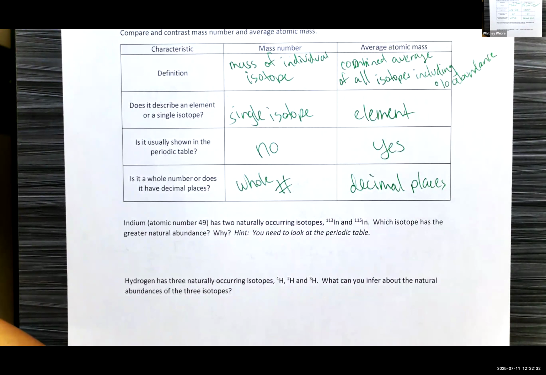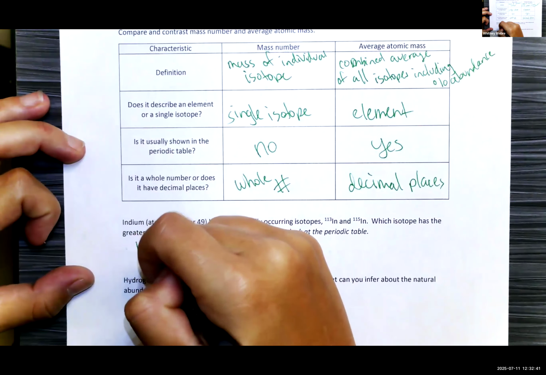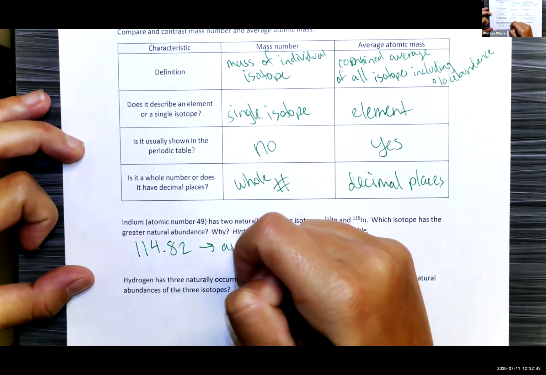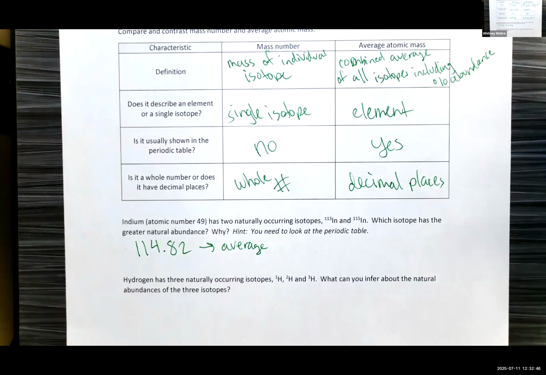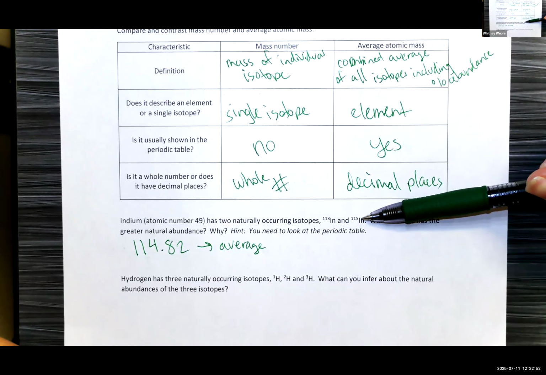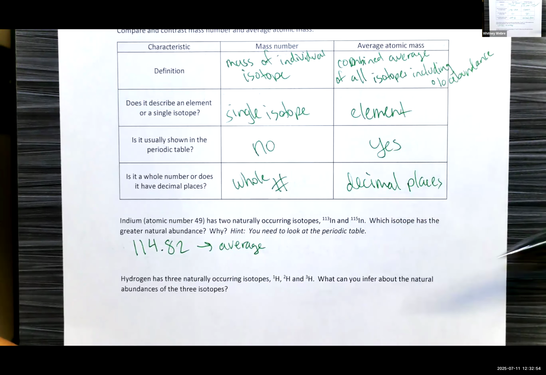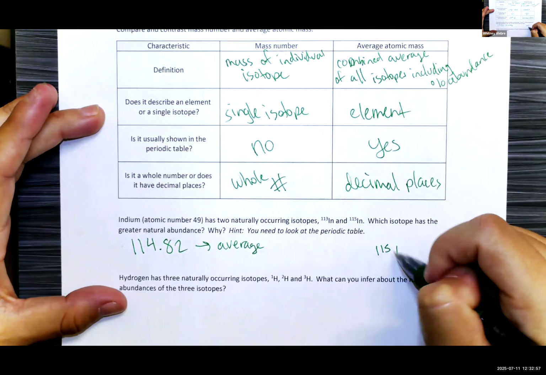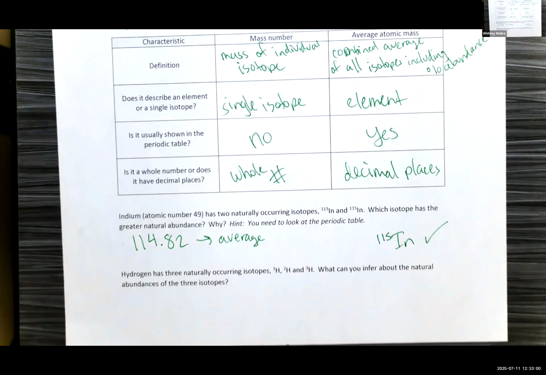What is the number for the mass on the periodic table of elements? Can anyone see it? 82? Is that number closer to 113 or 115? Yes. So which isotope has the greater natural abundance? Indium 115, because the average is closer to 115. I love this question because I'm not asking you to calculate anything. I'm just asking you to look at the periodic table and use an assumption.